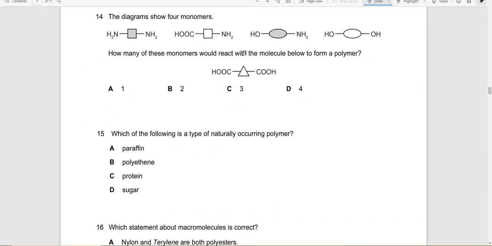How many of these monomers would react with the molecule below to form a polymer? Dicarboxylic acid will react with it. Diamine will react with it. Dialcohol will react with it. Two polymers can be formed.